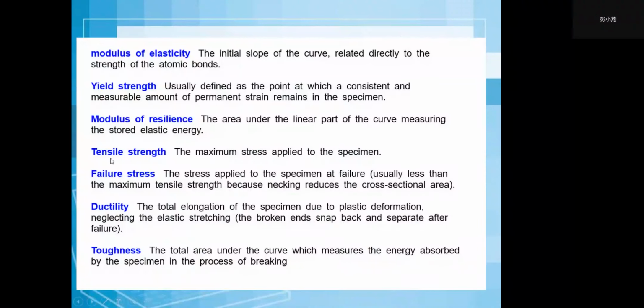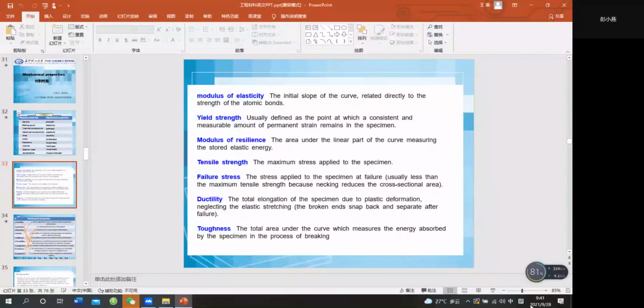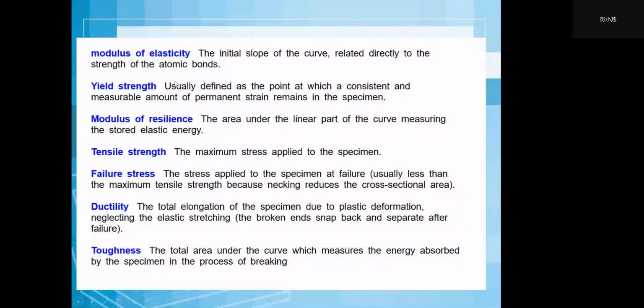Okay, there are some mechanical properties of metals. Modulus of elasticity, the initial slope of the curve, is related directly to the strength of the atomic bond. And yield strength is usually defined as the point at which a consistent and measurable amount of permanent strain remains in the specimen. And also modulus, tensile stress, failure stress, ductility, and toughness.